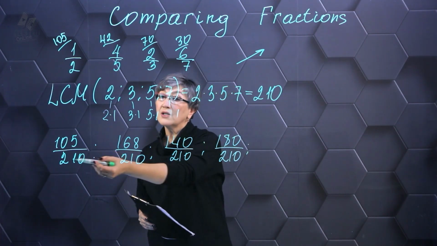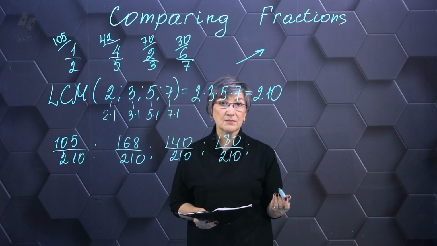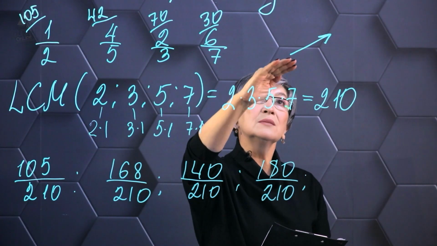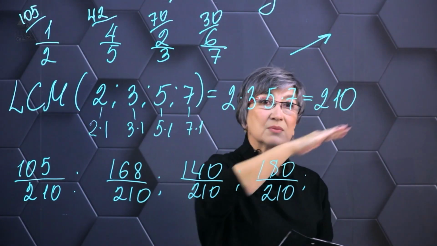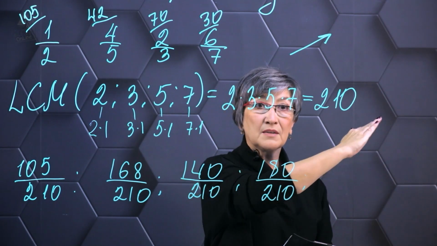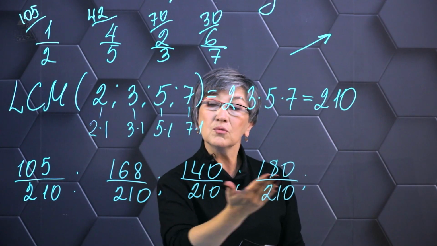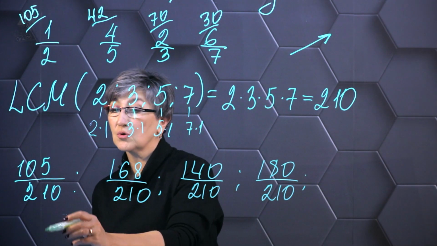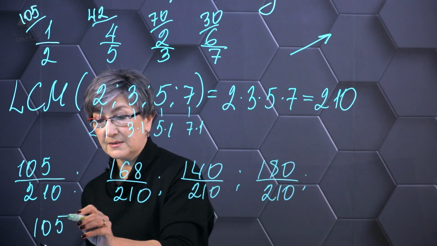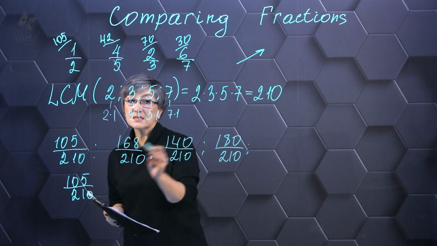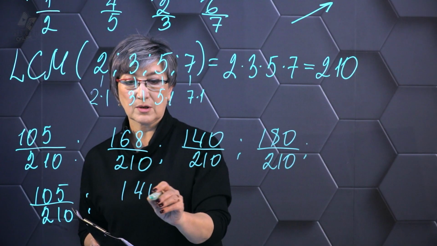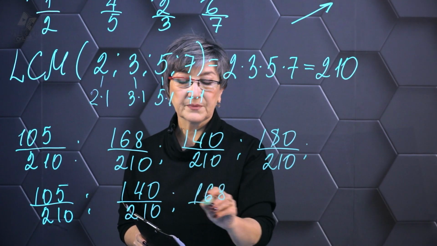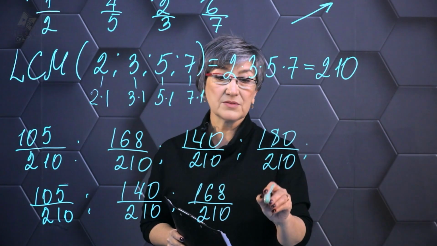Now look at the fractional numbers that we've got. Once again, coming back to our task, we need to put them in ascending order, i.e. from the smallest to the largest. I can clearly understand which fractional number is the smallest here. Of course it is 105/210, then I have a fractional number, 140/210. Next 168/210 and 180/210.